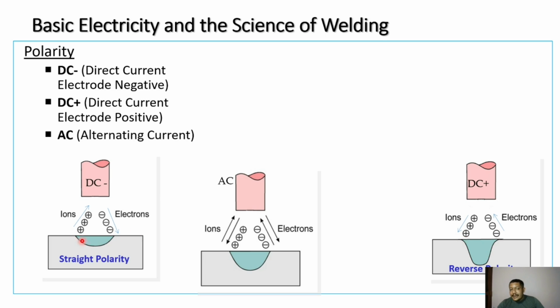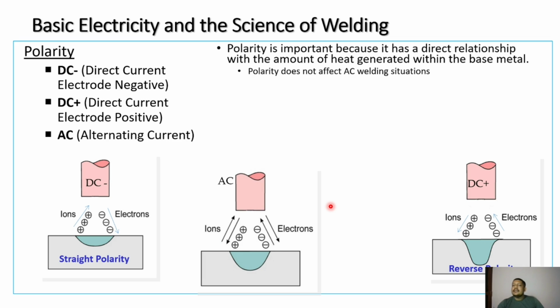Here the bead width is higher and penetration is lesser, whereas AC will fit in between your straight polarity and reverse polarity conditions. Polarity is important because it has a direct relationship with the amount of heat generated within the base metal. Polarity does not affect the AC welding situation, as I showed with the previous figure also.